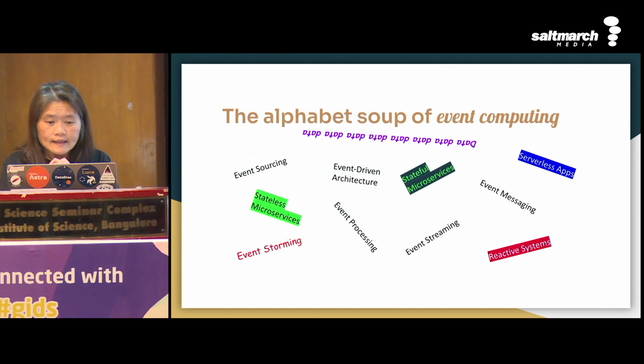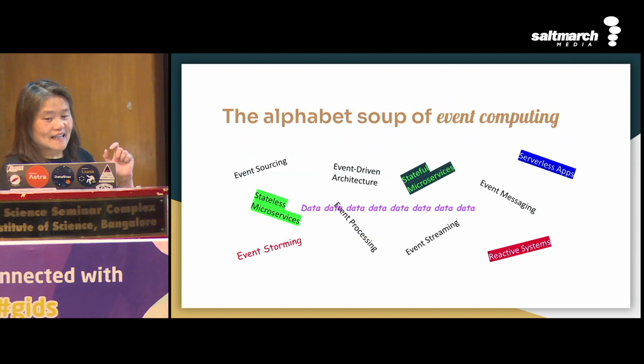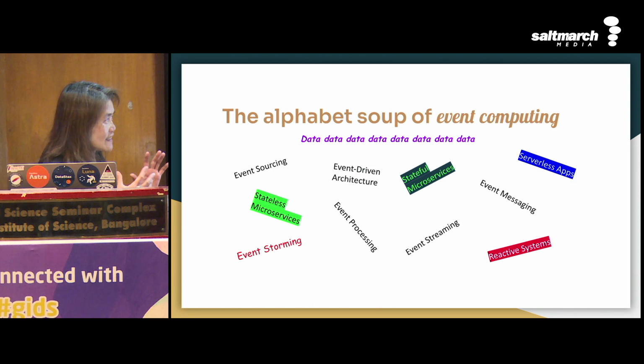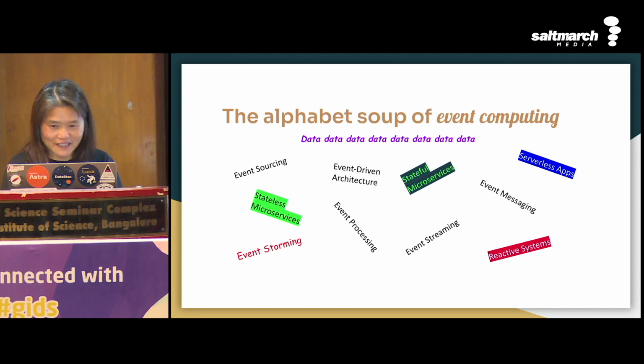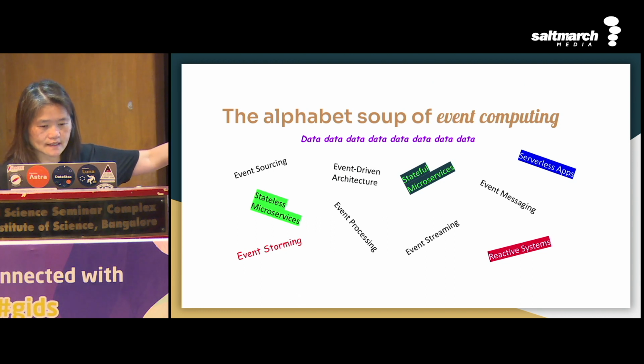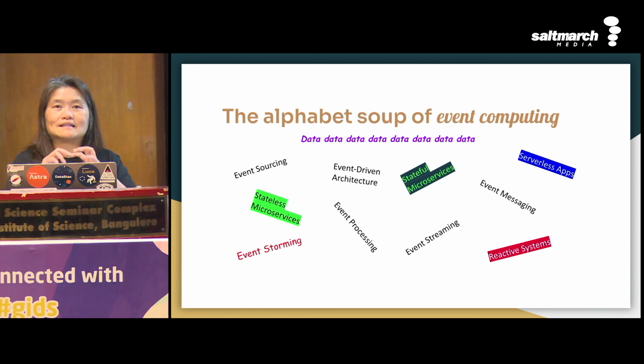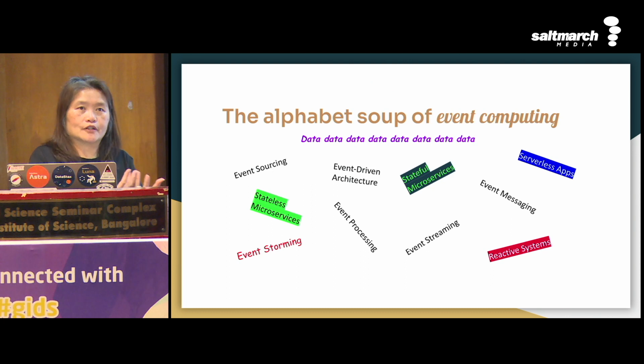Okay, now this one is just another representation. I call it an alphabet soup of event computing. It's a more artful way, but I already talk about it in the agenda. All of these terms are kind of thrown together. But fundamentally, again, we're looking at the data that we need to deal with. Events can be many things happening, but ultimately we're interested in the data. The data is what brings value.